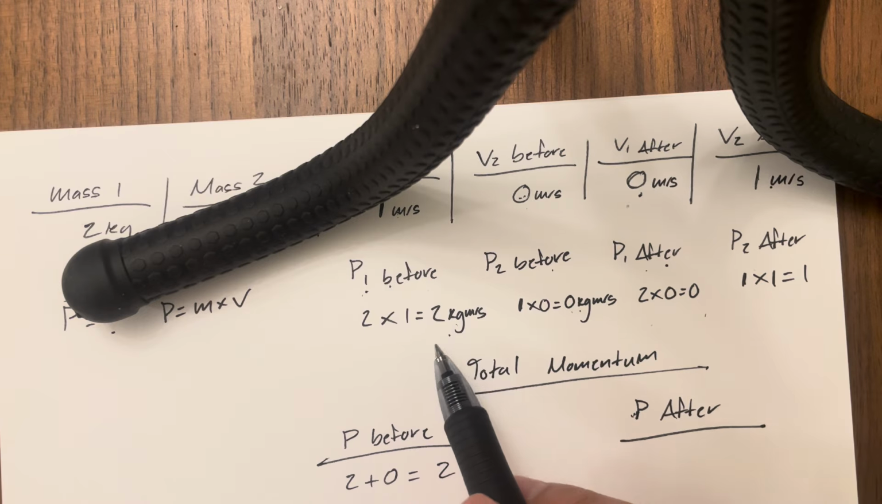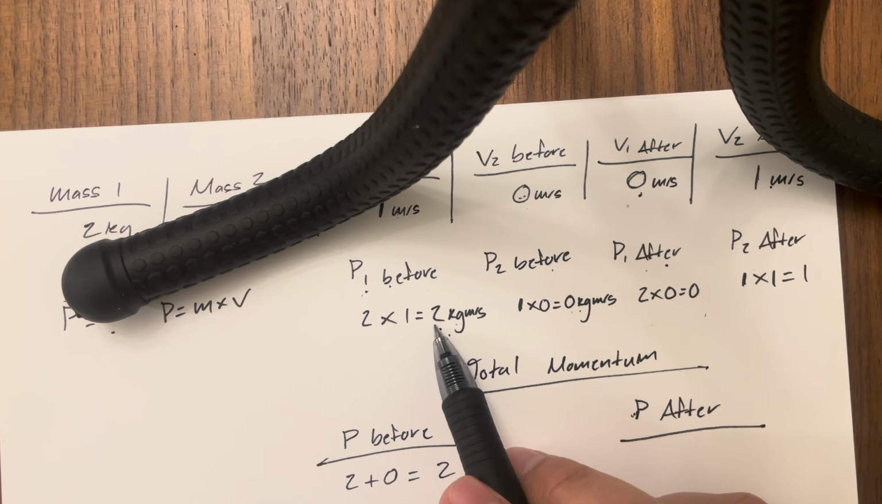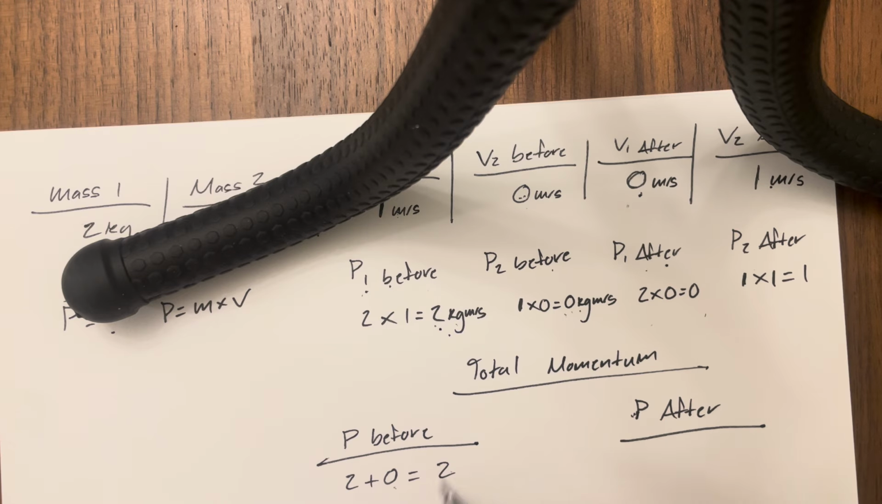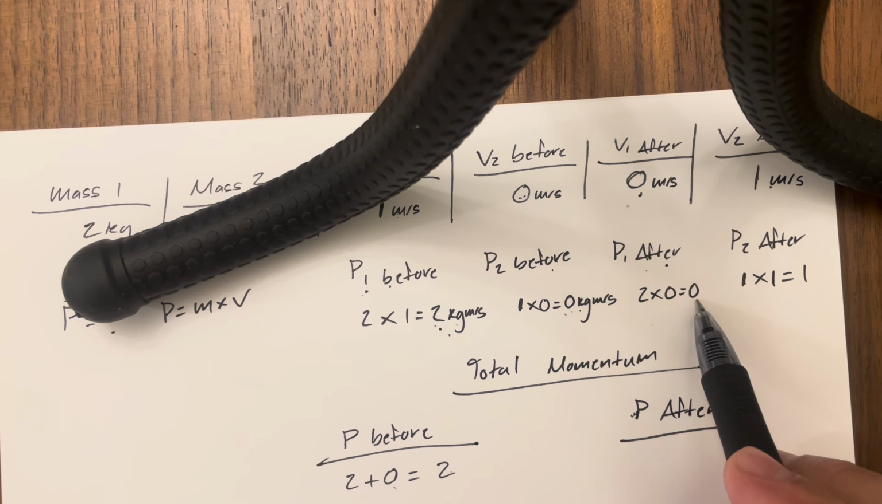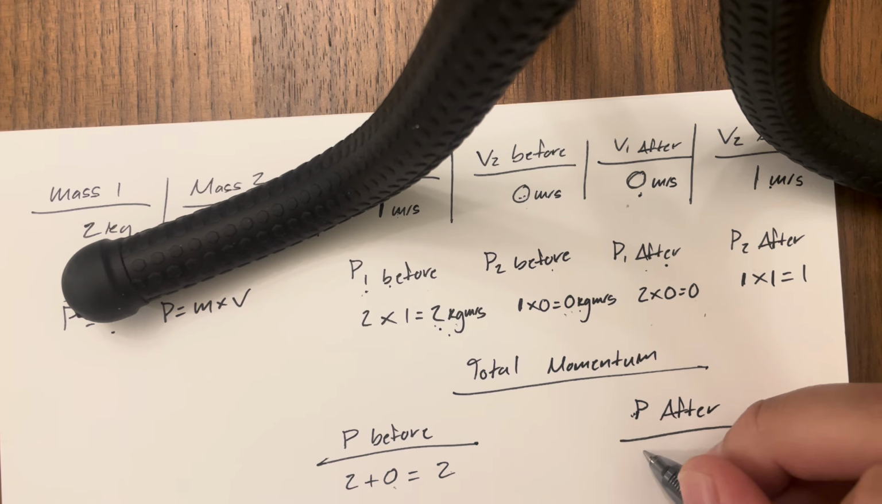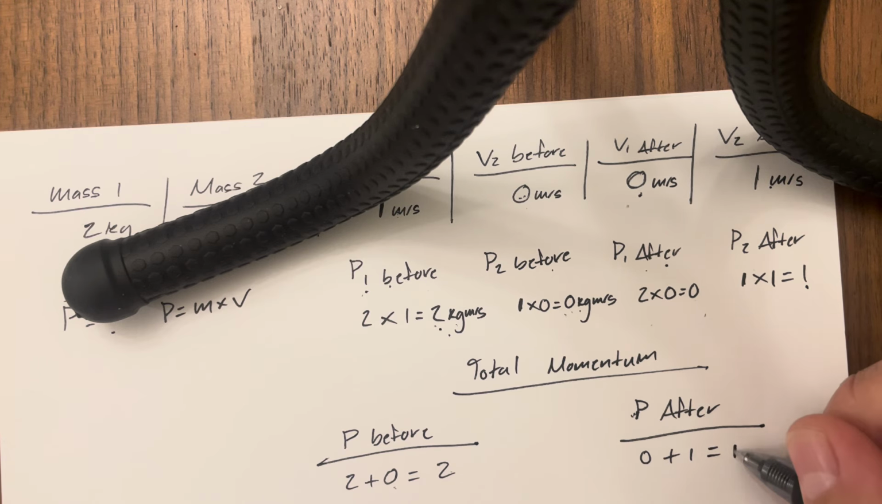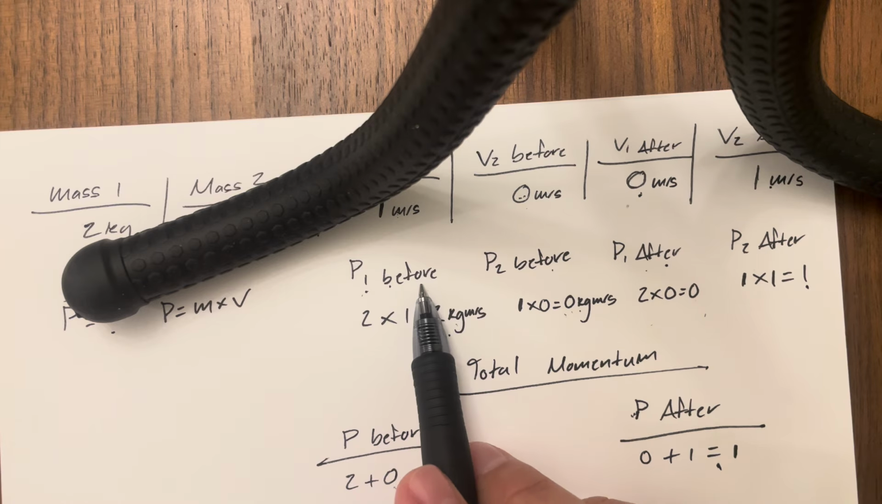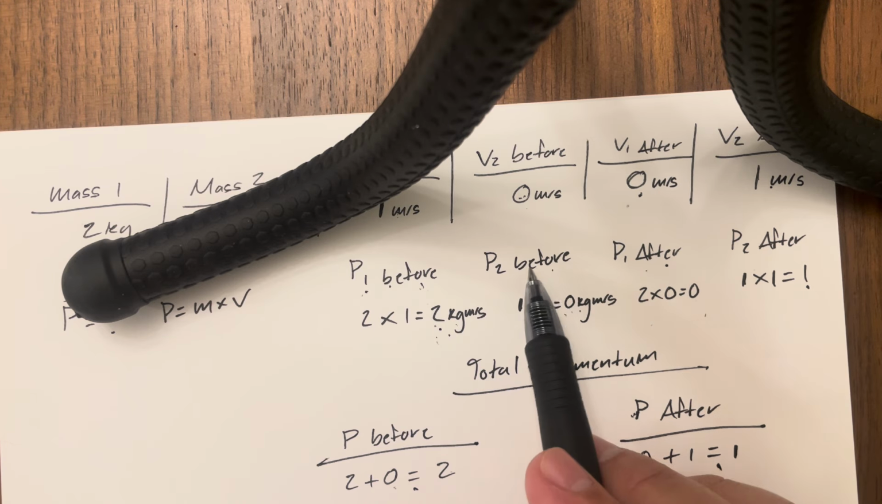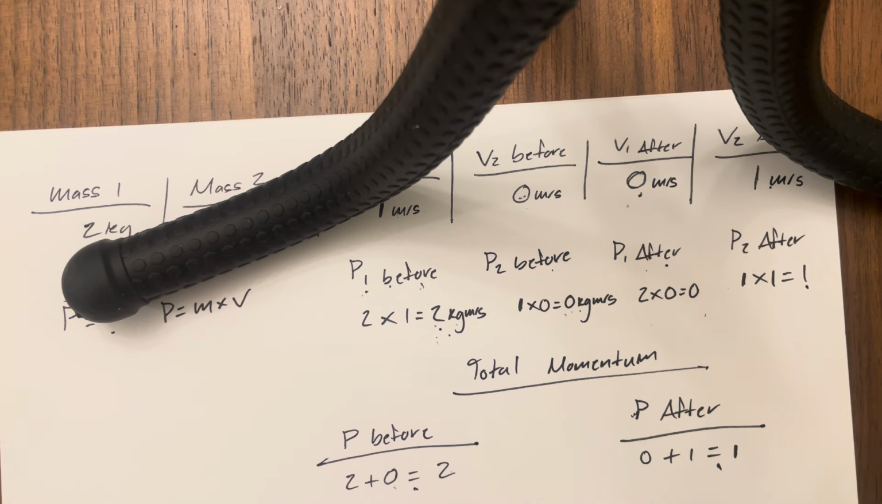See that there? 2 plus 0 equals 2. Now let's do our after. After is 0 plus 1, and we get our P after, which is 1. So we have our momentum before, we have our momentum after. Really straightforward. All you're doing is adding your momentums before and your momentums after.